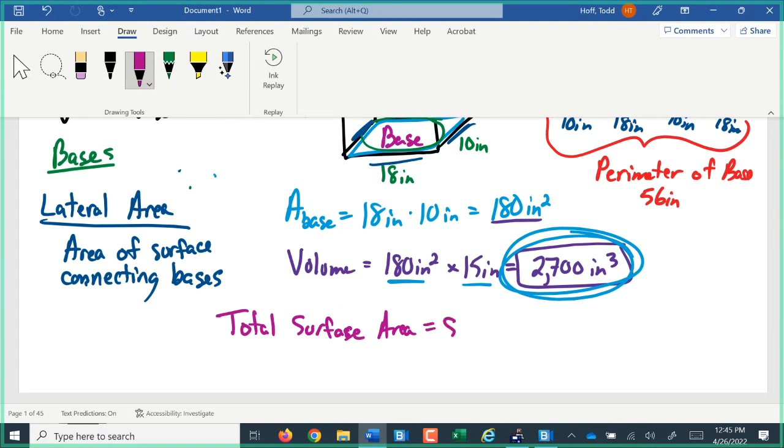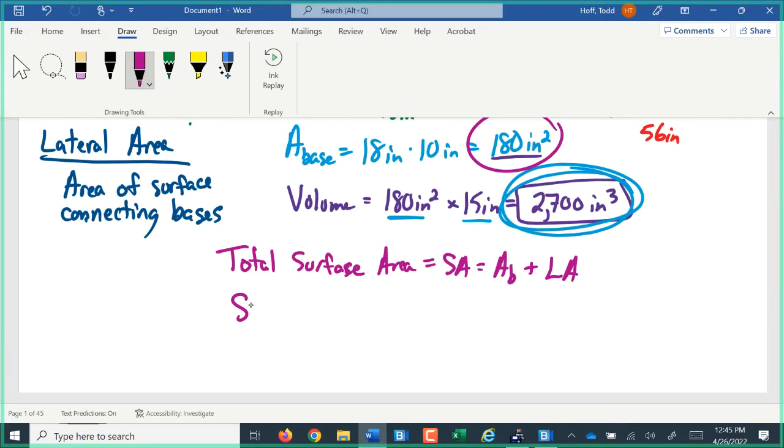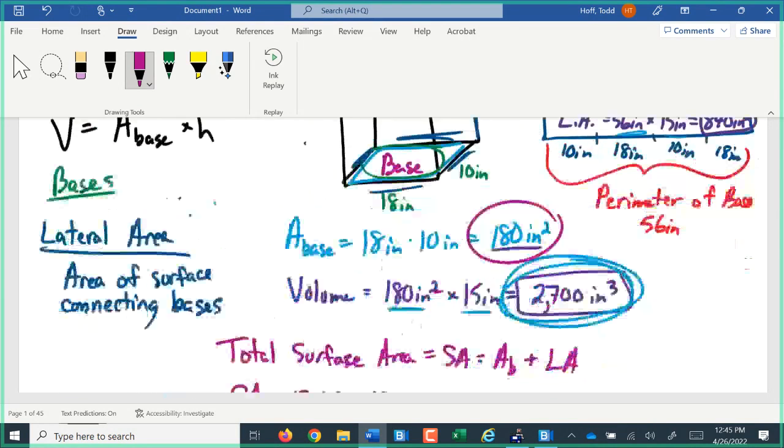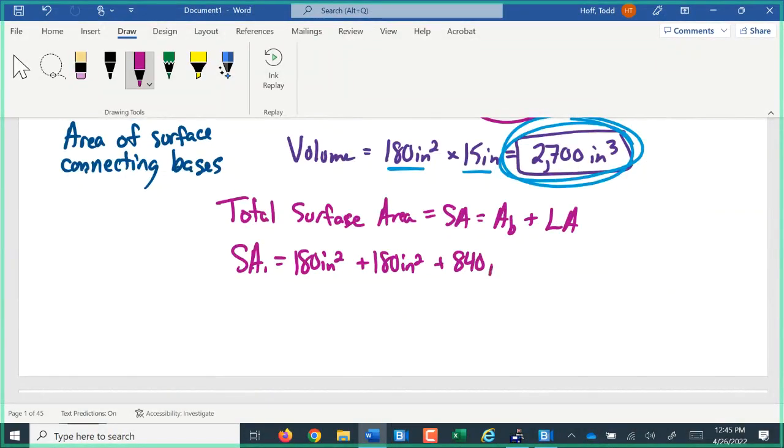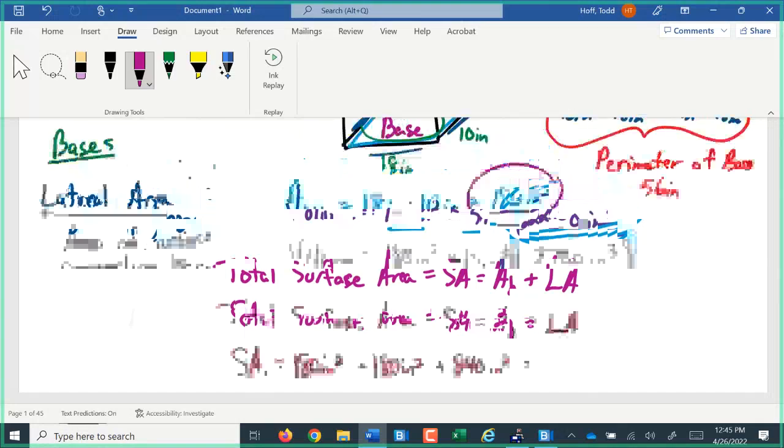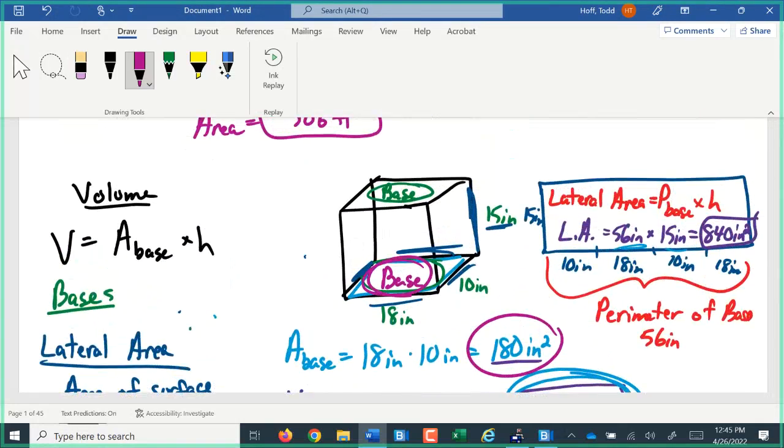Which is abbreviated just SA, surface area. And that's going to be the area of the bases, plus lateral area. So here the area of the base was 180. So our surface area is 180 square inches plus 180 square inches plus 840 square inches is the lateral area. Why did I put down the 180 twice? Because that's base and the other base. There's a base on bottom and there's a base on top. There are two of them.